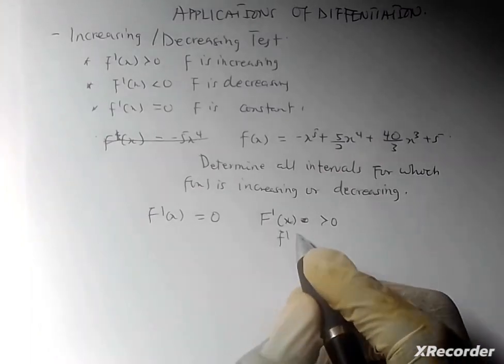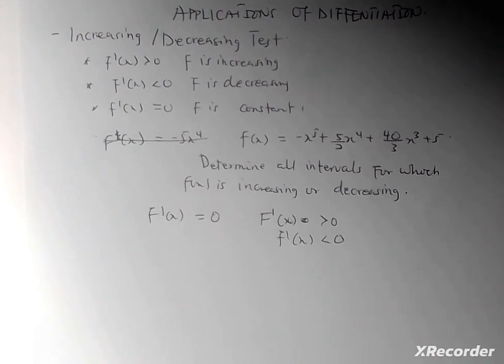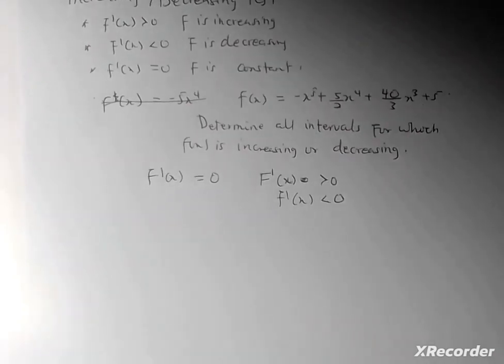But if the gradient there is less than 0, then you say the function is decreasing. So it's three cases. If the gradient there is 0, we say it's a stationary point. If the gradient is greater than 0, we say it is increasing. Finally, if the gradient is less than 0, we say it is decreasing. I have a question here. Let's solve that so that you understand the increasing and decreasing test.